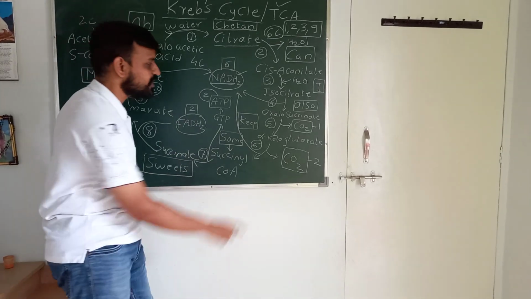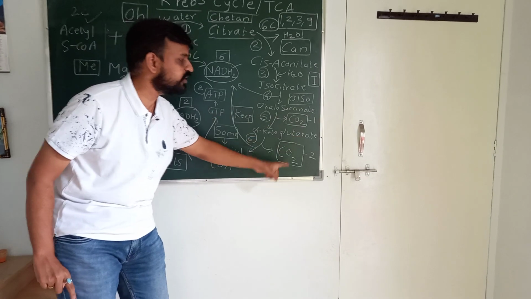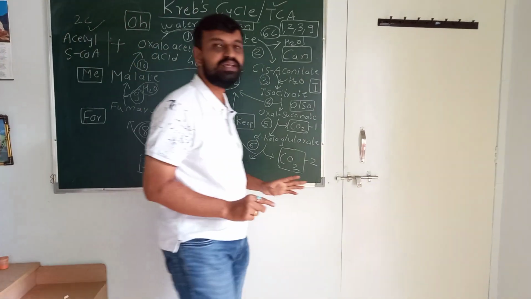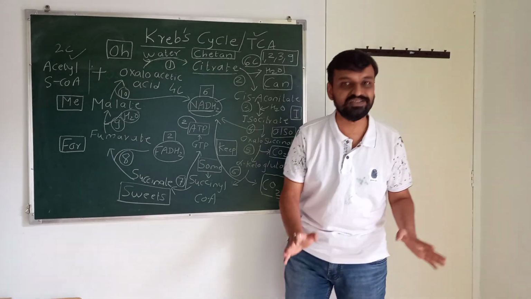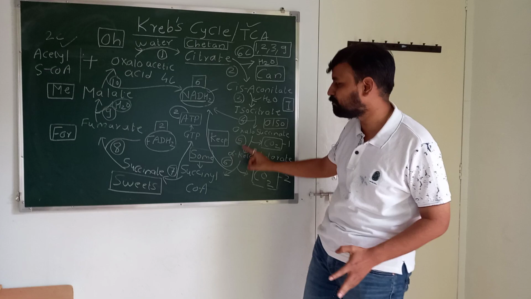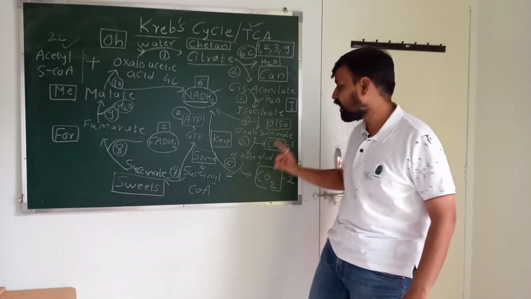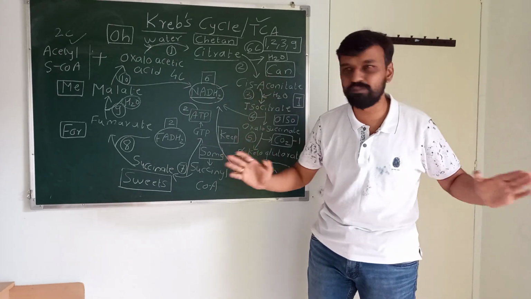Now, at steps number 5 and 6, there is a release of carbon dioxide molecule. You know that in the respiratory pathway, carbon dioxide molecules are released. So guys, please have a look at this. Steps number 5 and 6 are the ones where carbon dioxide gas is released. I hope the point is clear.